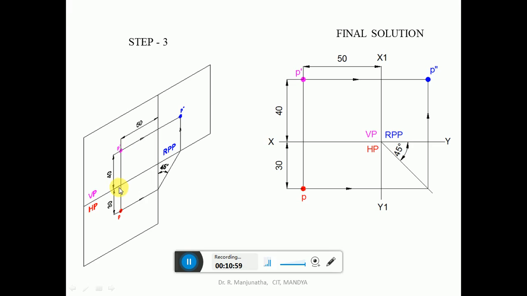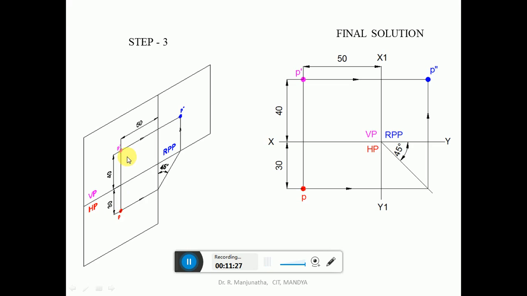And the distance in front of VP was seen in HP. So when HP is rotated by 90 degrees down, both will become one line, and this distance in front of VP, the image will fall on HP. This is the image seen when the observer is looking from the top, therefore this will become the top view, so p.